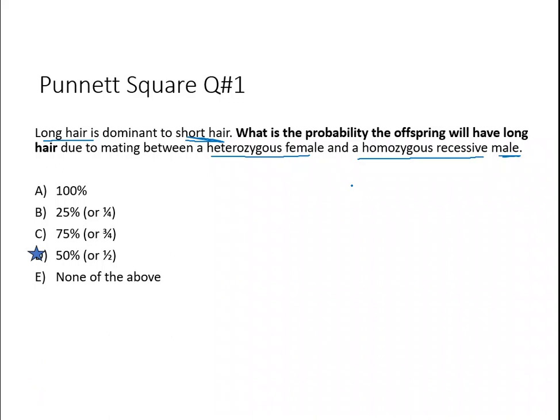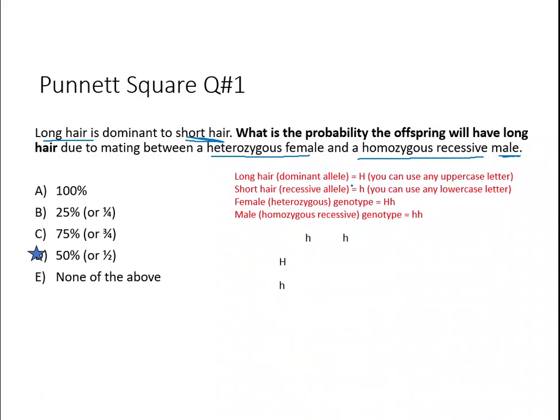So the answer is 50%, but how was that derived? So here it is. First, like I said, determine your letter. You can choose any letter that you would like. Once you've chosen that, the uppercase letter will be for the long hair, which is the dominant trait, and the lowercase will represent the short hair. Then go ahead and write down the genotype of the woman and the genotype of the man.